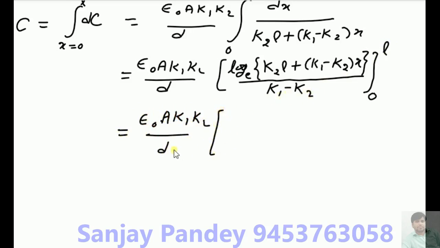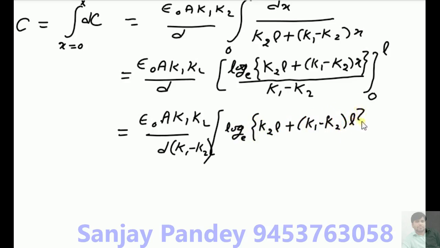Taking K1 minus K2 outside from this bracket, K1 minus K2 is here, and put the upper limit first, log base e of K2 L plus K1 minus K2 into L, minus the lower limit, log base e of K2 L plus K1 minus K2 into 0.